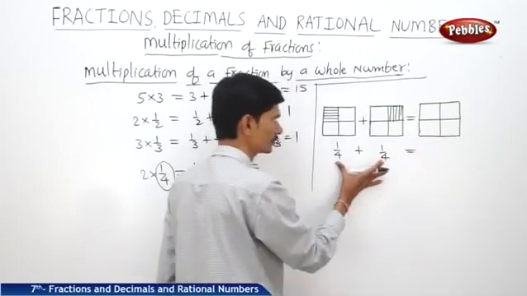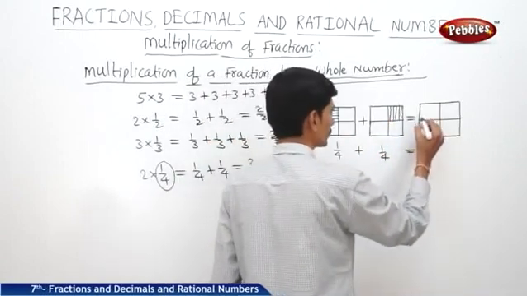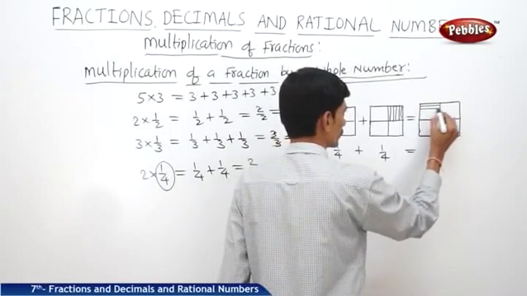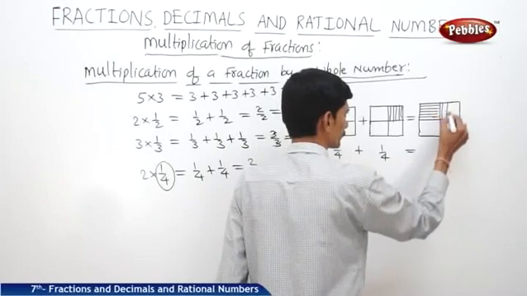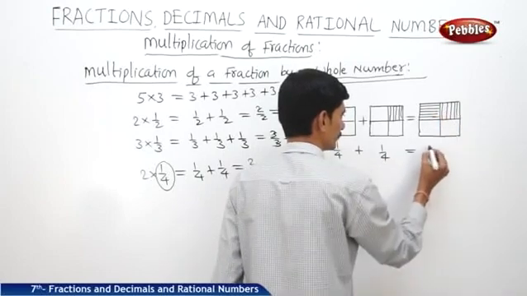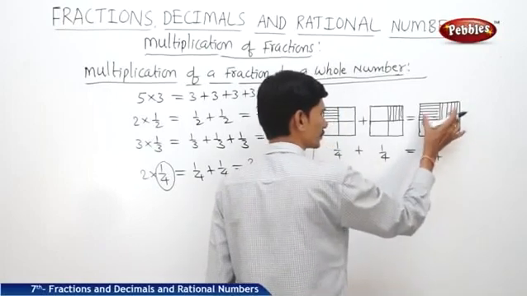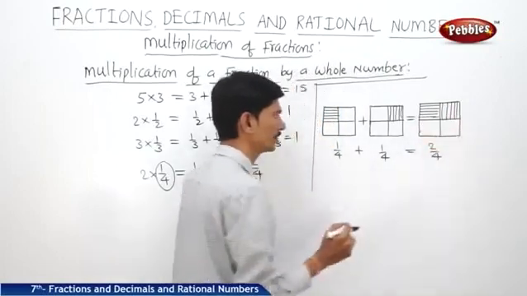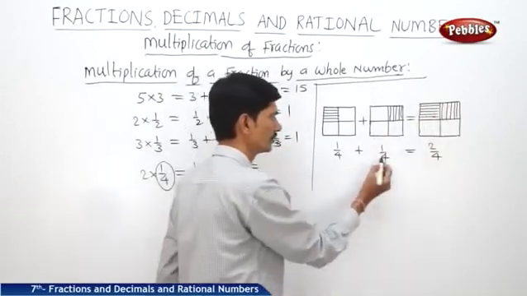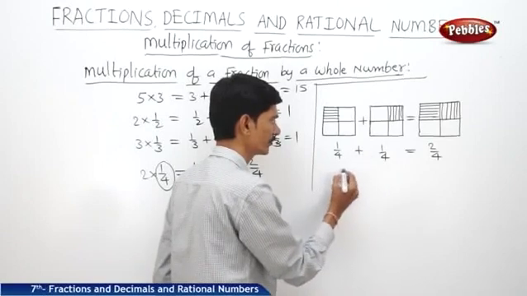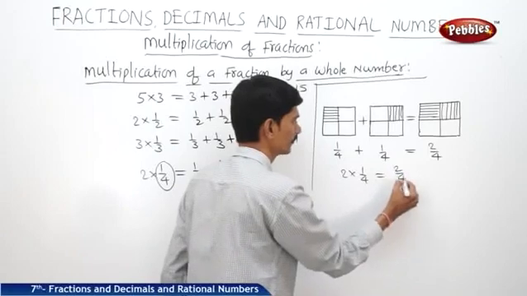And if we combine these two squares with shaded parts, then we get the square with the 2 shaded parts. Now this equals 2 by 4. So out of 4 equal parts, 2 parts have been shaded. Now, this is the addition. So this is 1 by 4 plus 1 by 4, 2 times. So 2 into 1 by 4 equals 2 by 4.